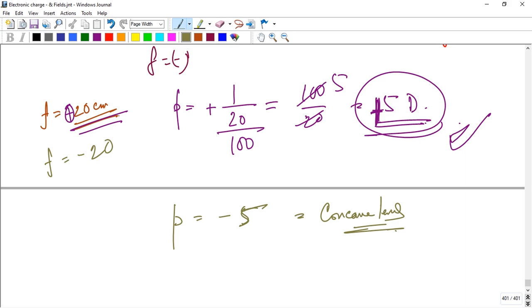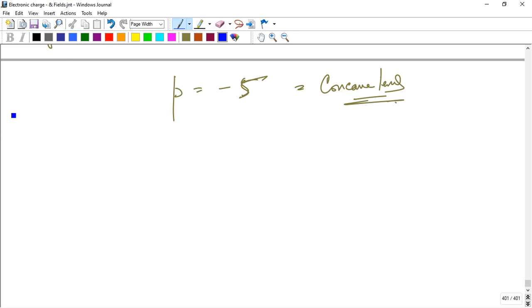Now the next topic we discuss is the combination of thin lenses in contact. If two thin lenses, or three, four, more than one thin lens, are in contact, what will happen? Now the combination of thin lenses in contact.